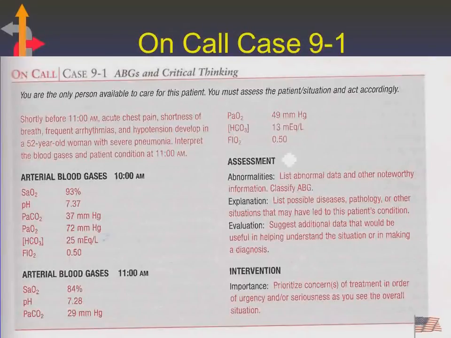Moderate hypoxemia. What do you think happened? You think her pneumonia worsened all of a sudden? What's causing the arrhythmias? What's causing the hypotension? The pneumonia? The low PO2? What other interventions would you want to do?